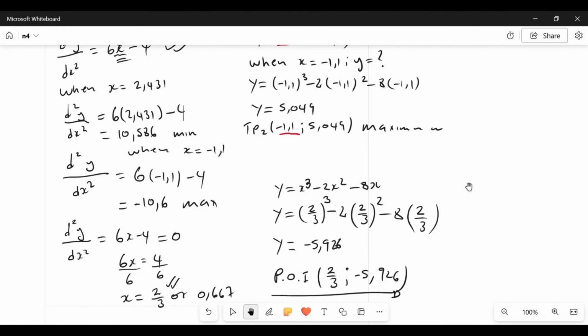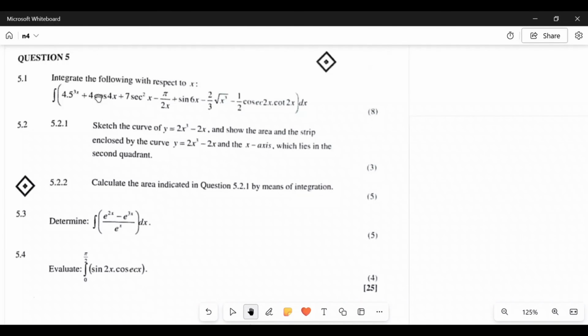Guys, we are done with question 4. We'll be doing question 5. All right, guys, here's our question 5. Now, question 5, it is based on integration. So as you can see here, it has about 4 questions with sub-questions in there. So we're going to start with 5.1, which is this one here. And then we're going to create a space and solve it. So let's go to 5.1 and let's solve it.